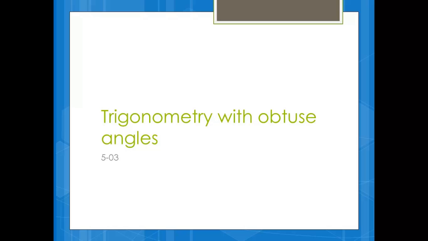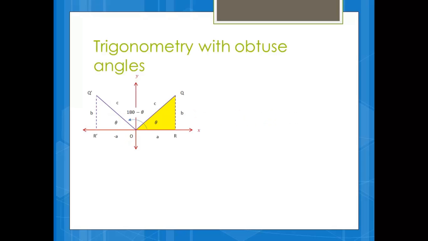In our third lesson in this topic, we will look at the trigonometric ratios for obtuse-angled triangles. In this right-angled triangle, the angle between the positive x-axis is theta, and the lengths of its sides are a, b, and c units. For triangle QRO, sine theta is opposite over hypotenuse. Sine theta equals b over c.